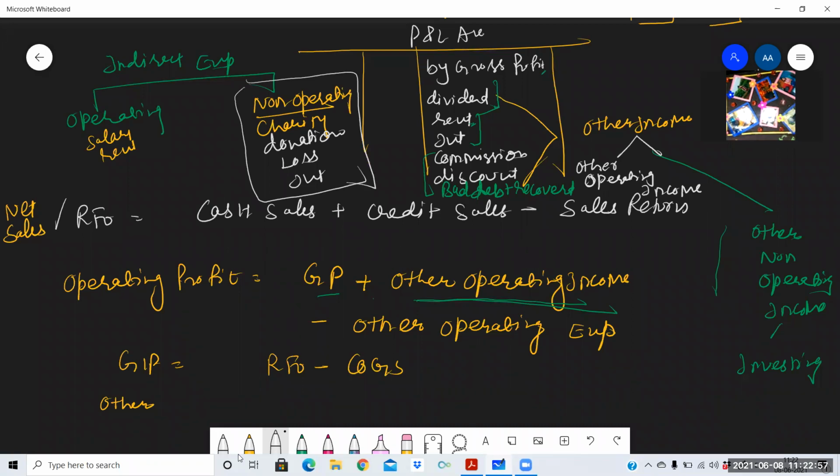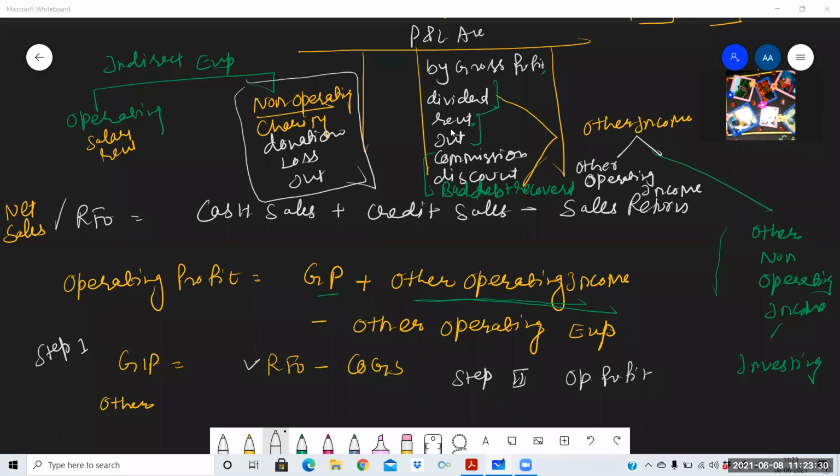So what we need to do? Gross profit will either be given in the question. If not, then first step, find out gross profit. This will be step one. Find out gross profit. Then step two, find out operating profit. And to find out operating profit, what we have to do? Gross profit plus all the operating incomes minus operating expenses.